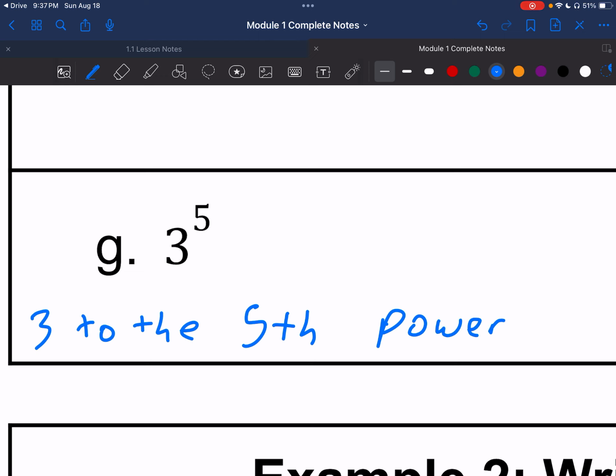So there's squared and cubed. Anything beyond the third exponent, you just say to the whatever power: to the fourth, to the ninth, to the 27th power. Whatever that may be, that's just what you say beyond squared and cubed.